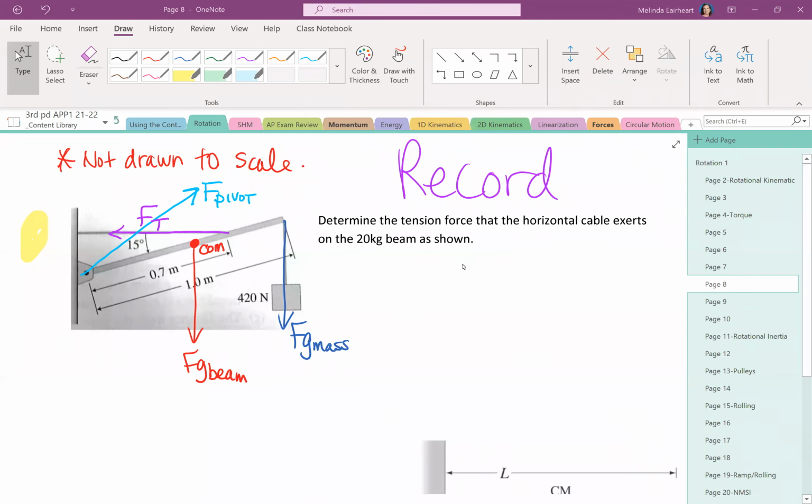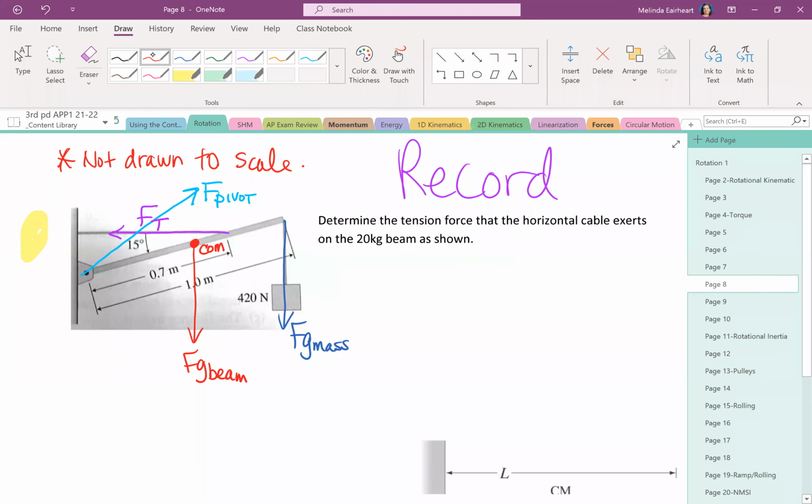And then we have the beam itself, so center of mass, drew the force diagram, gravitational force. And then that pivot, don't get in the habit of assuming it's only vertical or only horizontal. It's usually a combination of both. So it's an angled force. Good deal? All right, and so determine the tension force that the horizontal cable exerts on the 20-kilogram beam.